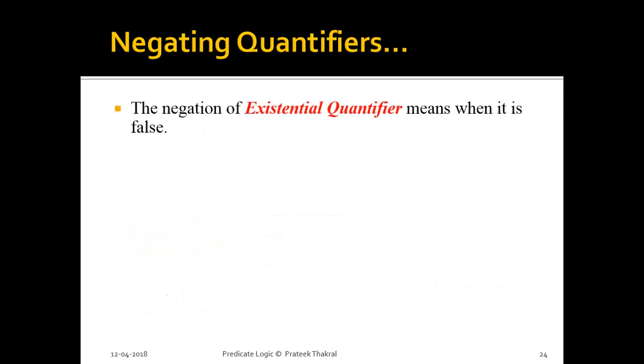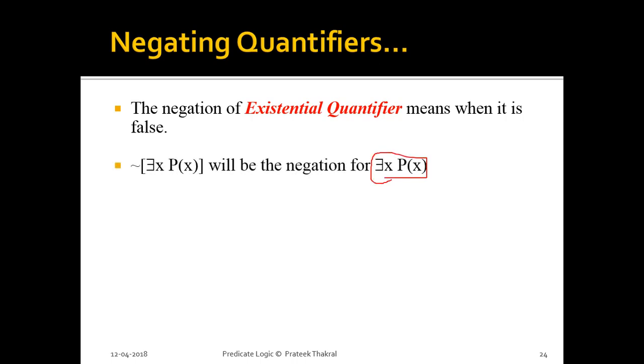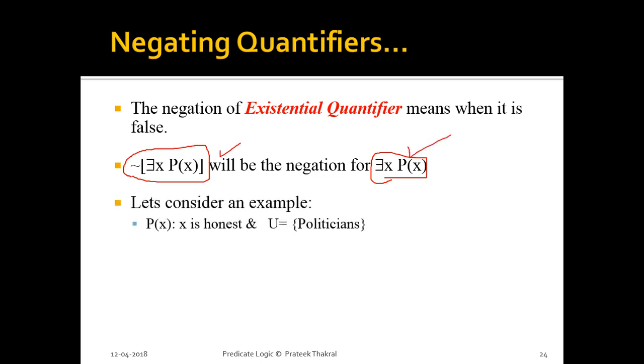The existential quantifier that we have already discussed is represented by for some x, P(x) is true, and if we want to do its negation, similarly, we will add a negation symbol in front of this particular notation. So if we add a tilde symbol in front of it, then it becomes the negation of this notation. Now let's try to understand with the help of an example.